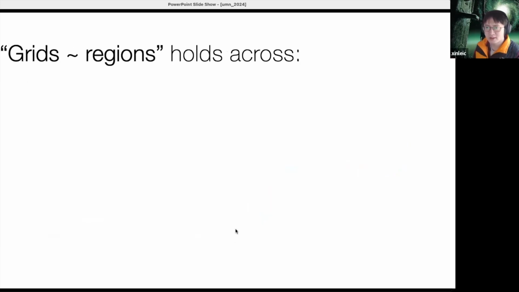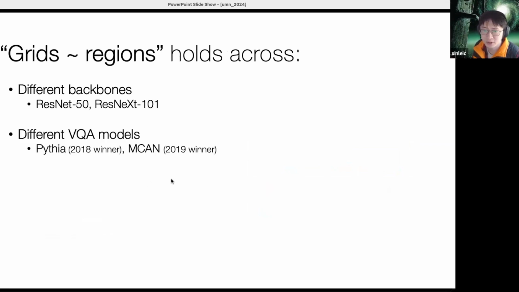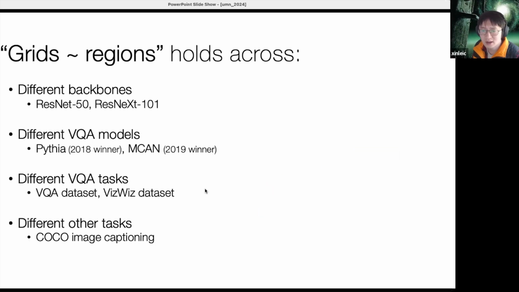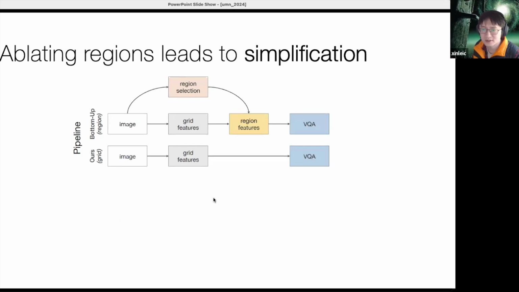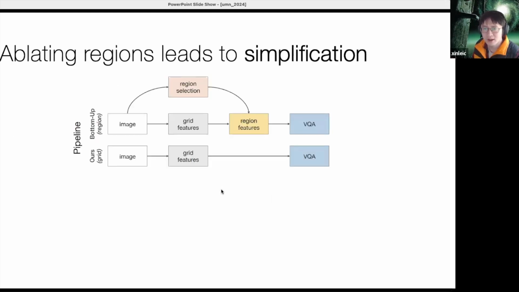So that concludes our study of grid features versus region features for VQA. But we also studied the generalizability of this finding. So we tried different backbones, different VQA models, different VQA tasks, different other tasks. And for all of them, we find that the generalization holds well. And I want to conclude by talking about the benefit of this ablative type of research, removing things.